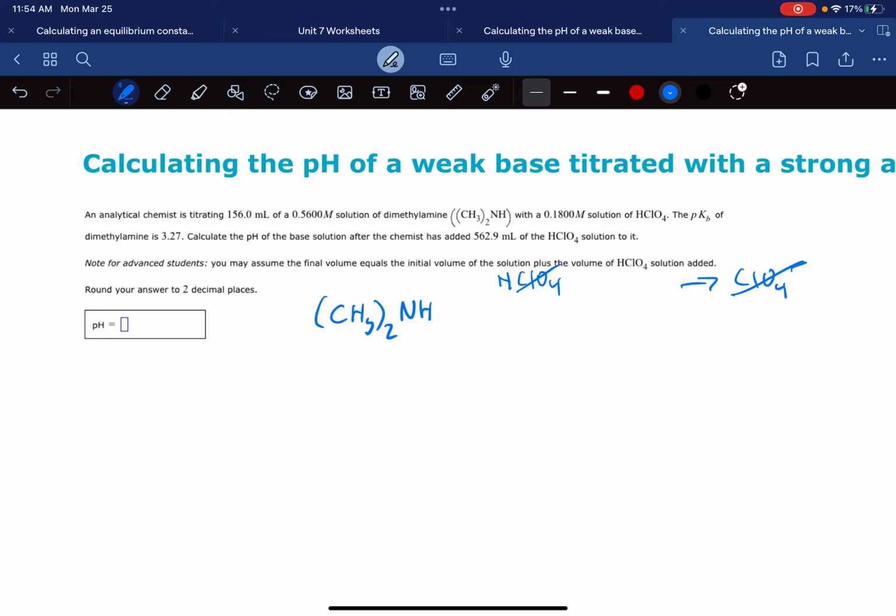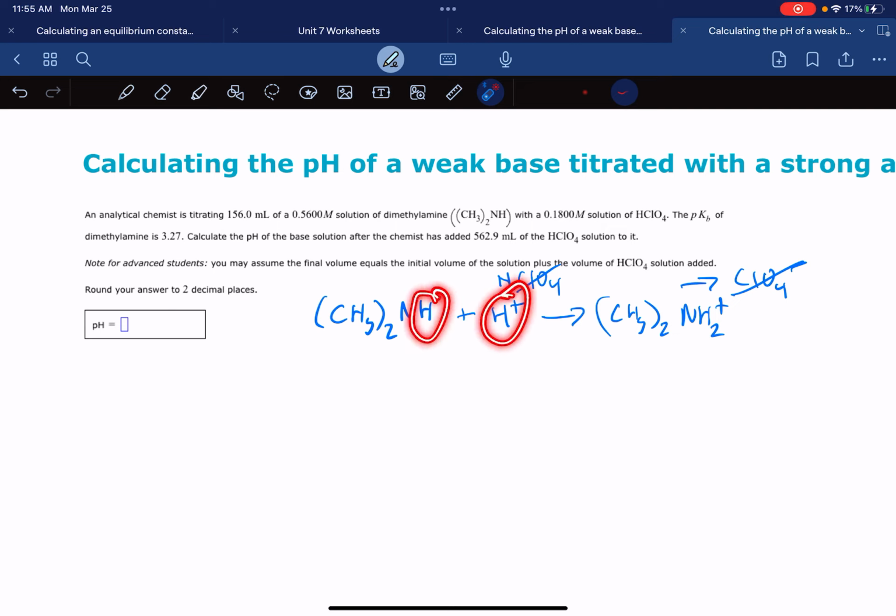But because we only care about the H plus in the strong acid, we're going to write H plus here, and that's going to form (CH3)2NH2 plus. It makes sense if you think about it, because when we add an H plus to this, which is neutral, it's going to give us two H's, and we're going to have a positive here. So what do we do from there? Well, we need to figure out the millimoles of each of these things.